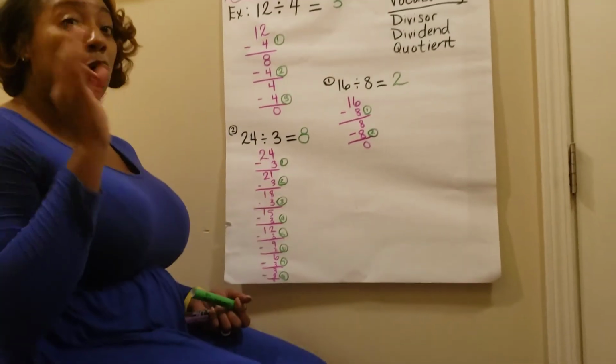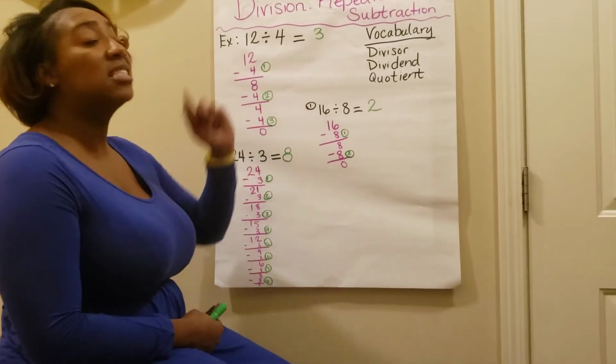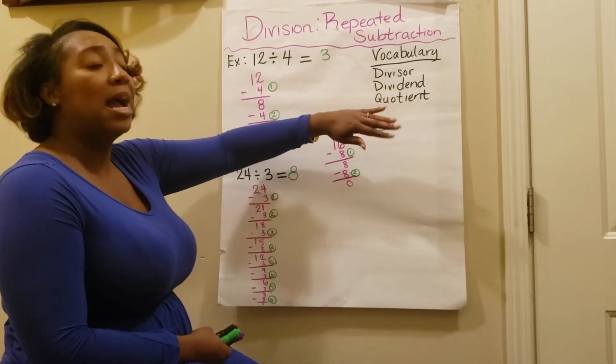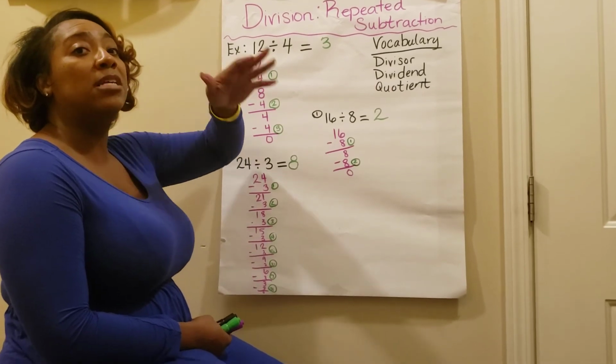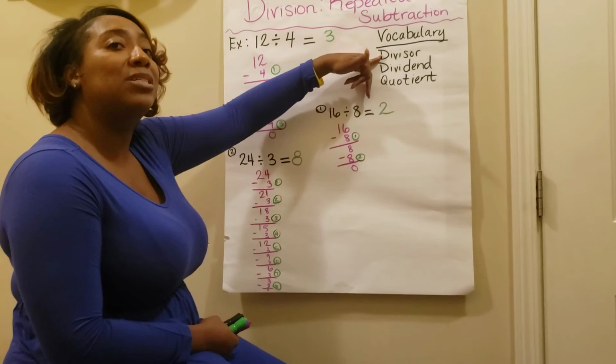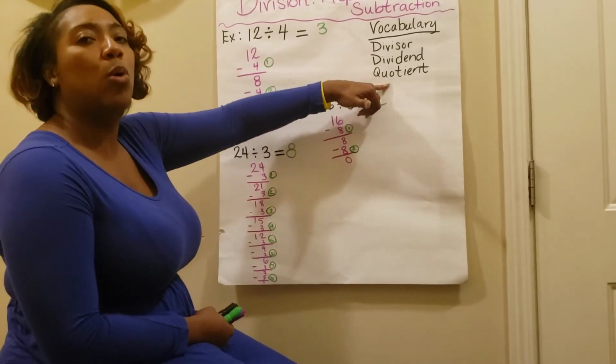All right, so this is a quick, short lesson on repeated subtraction, how we divide our dividend by our divisor. So remember, repeated subtraction, we take our dividend and we repeatedly subtract our divisor to get our quotient, okay?